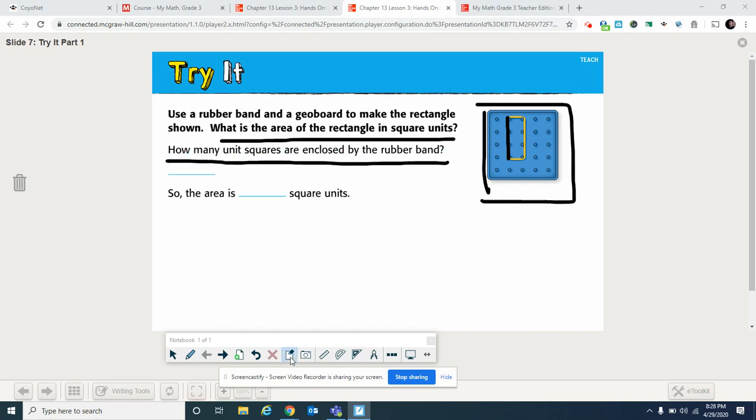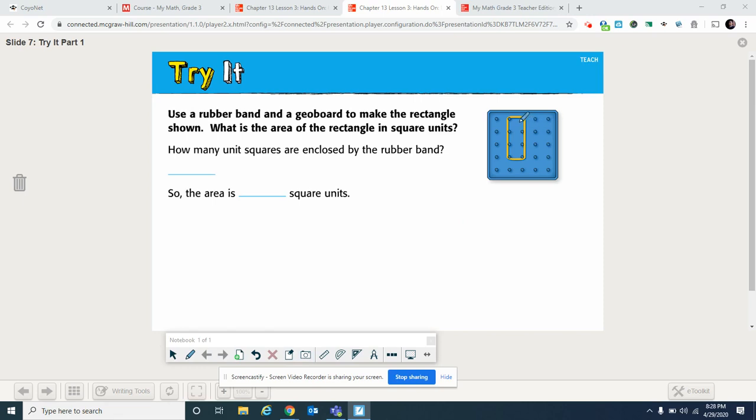How many? All right, so let's count. One, two, three. It has one, two, and three. So three square units. Let's check if our answer is actually correct. All right, so the answer is 3 units. That means the area is 3 square units.